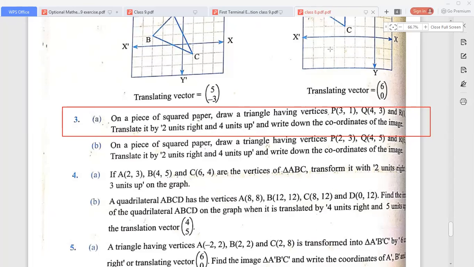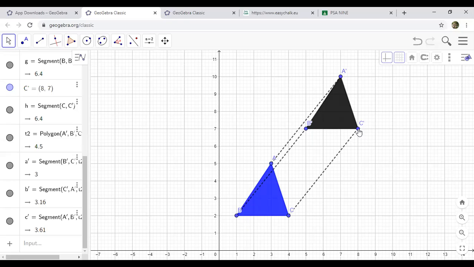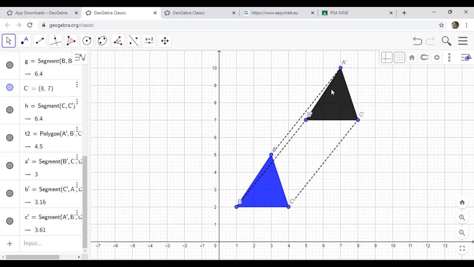My dear students, let's go back to our graph. Finally, you have to write down the coordinates of A dash, B dash, and C dash. The position of A dash from this origin: let's count. A dash is 1, 2, 3, 4, 5, 6, 7 units, right?